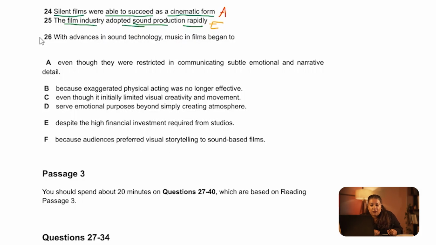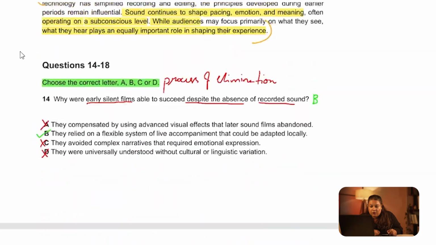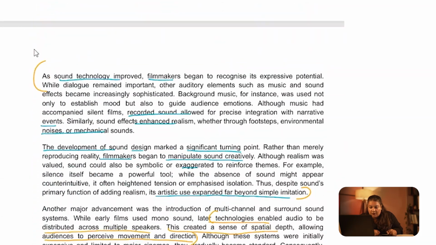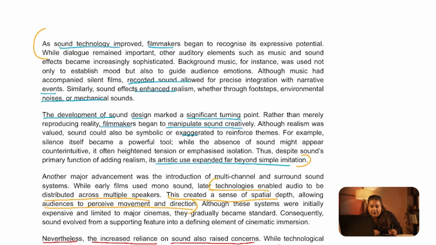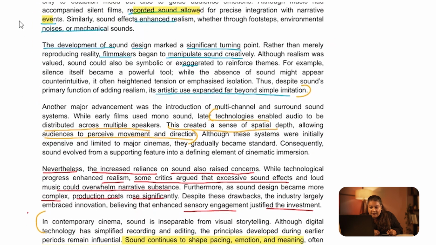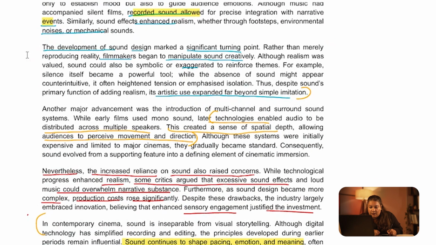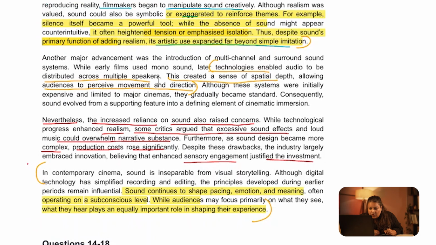Question number 26. With advances in sound technology, music and films began to... So keywords here include advances, sound technology, music and films began to. So let's move to the passage, start skimming and scanning from here. So this is the part we will do a bit of detailed reading. As sound technology improved, expressive potential, dialogue remained important, auditory elements such as music and sound effects became increasingly sophisticated. And again, we have something talking about development of sound design. And it says exaggerated, for example, became a powerful tool, often heightened tension. Okay, so I think we'll go back and look at the options.